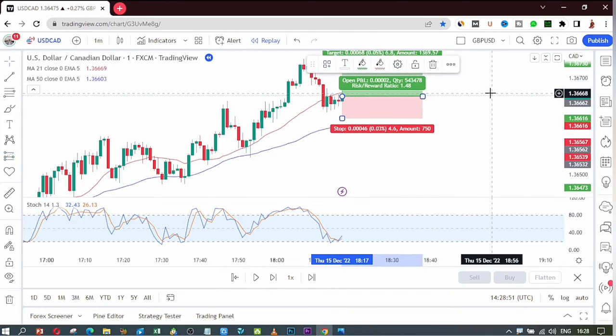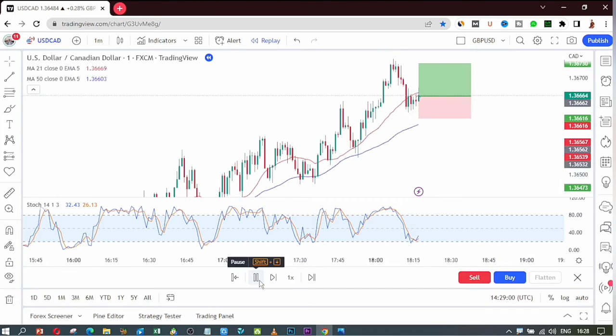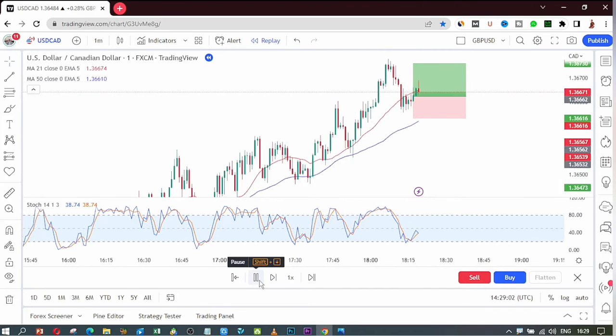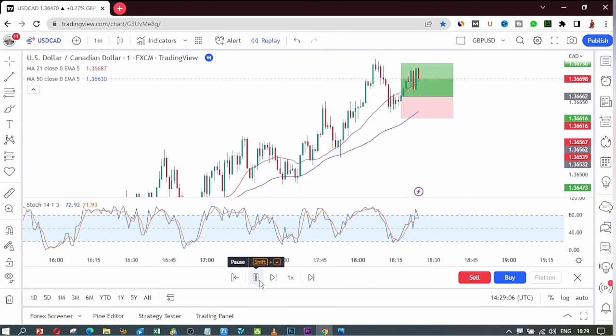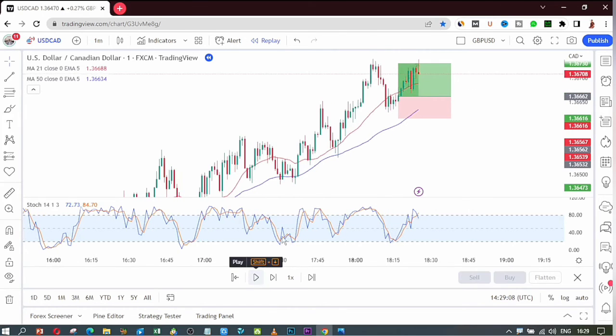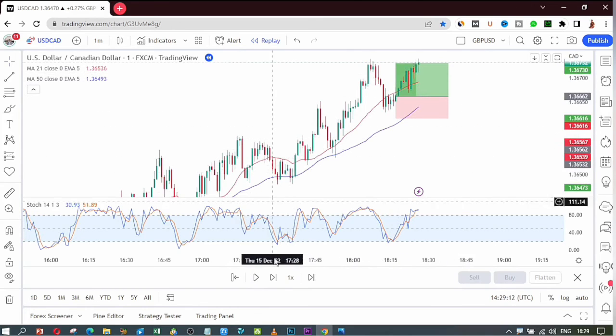Make sure you put it just a little bit below the level, and then this is a 1:1 to 1.4 risk to reward ratio. The next thing that you see is the market moving directly in your direction, and then you would make profits on this trade, on this candle right here. This is exactly how you place your winning trade.